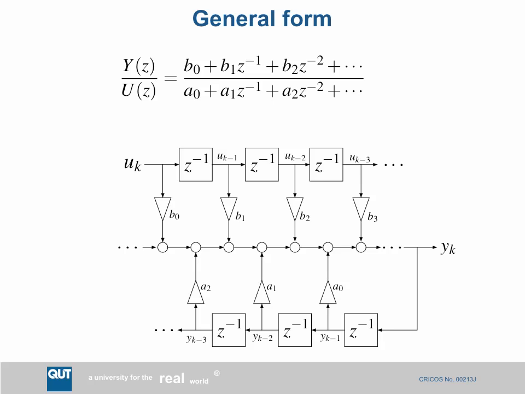We have a long chain of adding blocks through the middle. We have a cascade of delays from the input signal. So the input u_k is delayed by 1, by 2, by 3. And similarly with the outputs that we've computed, we delay them and feed them back. And this general block diagram structure can implement that polynomial shown at the top there.